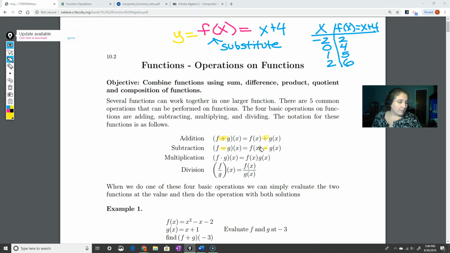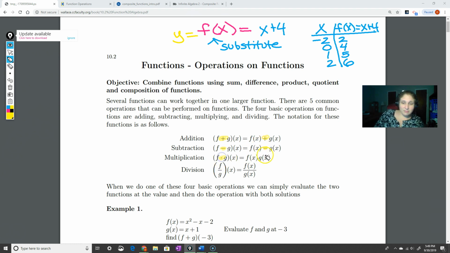Hold on one second. My phone is going loony toony and I don't want it to keep distracting us. So anyway, sorry about that.